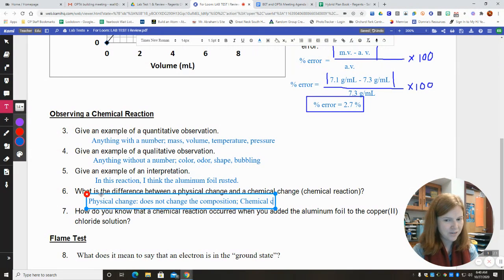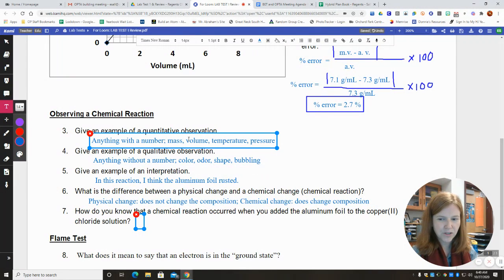A chemical change then does change composition. So you are literally making something new. We went from aluminum to aluminum chloride. That was a chemical reaction. So how do you know that a chemical change occurred when you added the aluminum foil to the copper 2 chloride solution? A bunch of different reasons. We could say gas was produced. That's usually a good indicator.